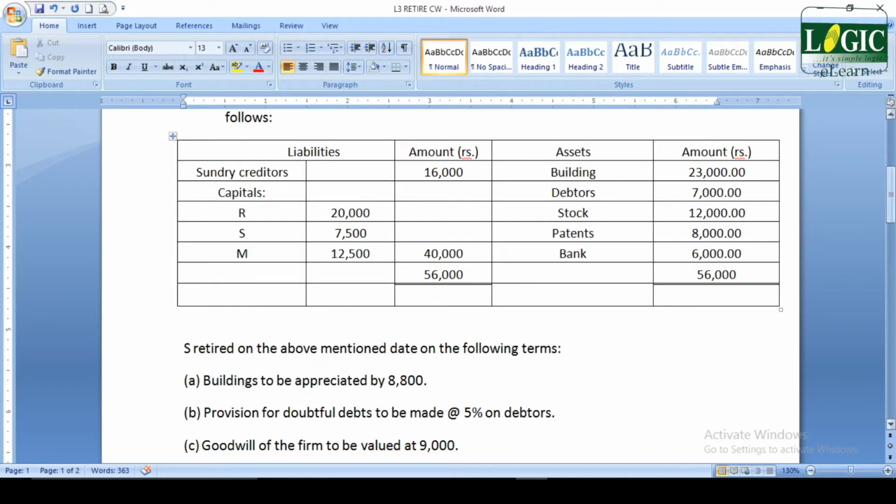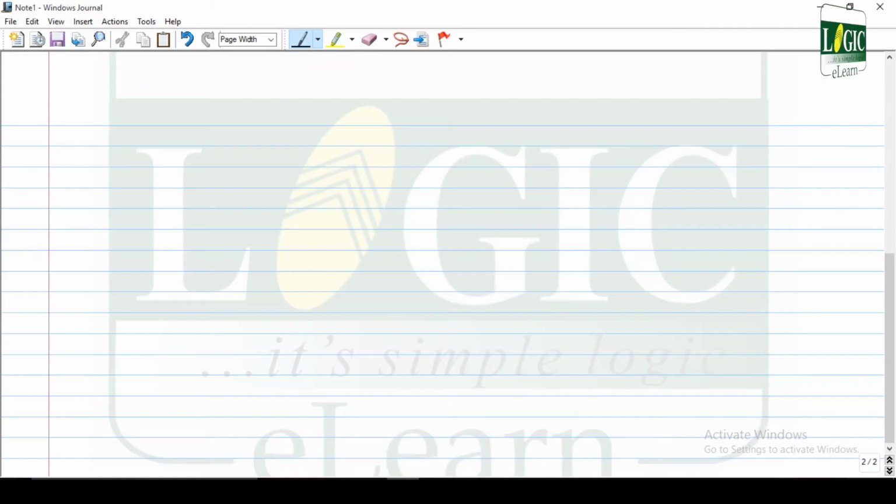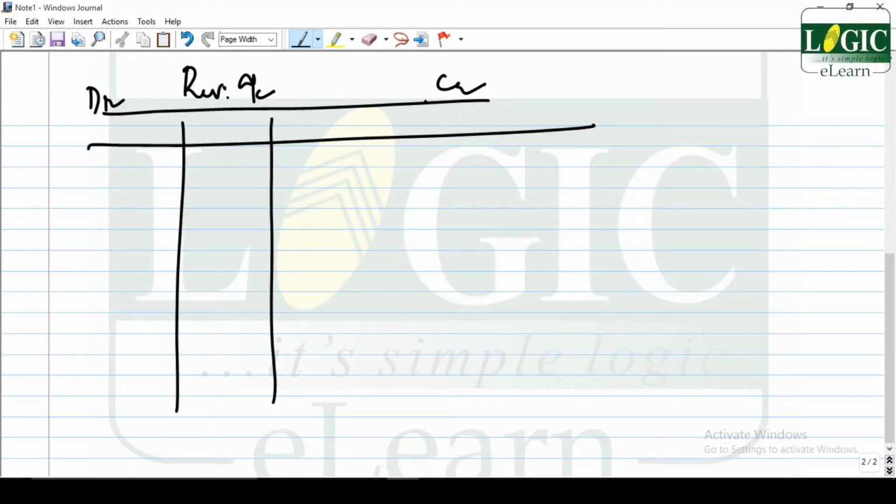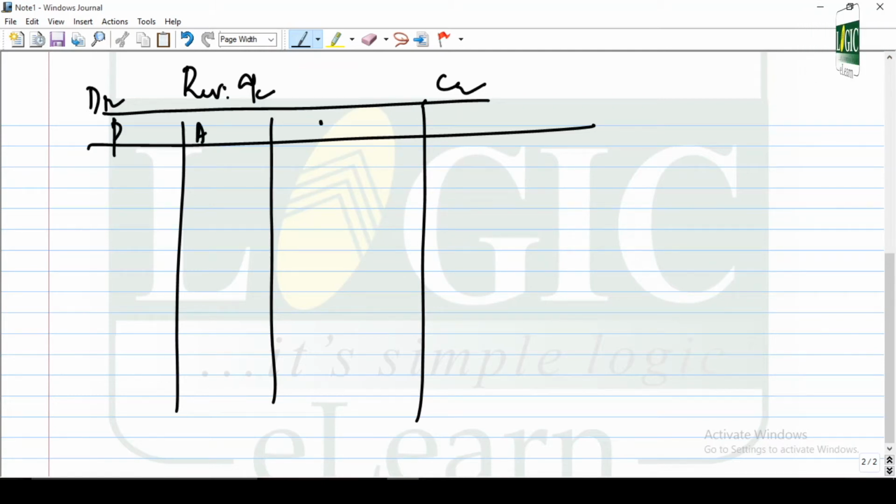Now we will see how is it possible to prepare the different accounts on retirement, the full problems. Okay, as usual we will have to prepare revaluation account. The rules remain the same for revaluation account in retirement, but the only thing you should be a little alert while dealing with revaluation profit or loss. Okay, particulars, amount.